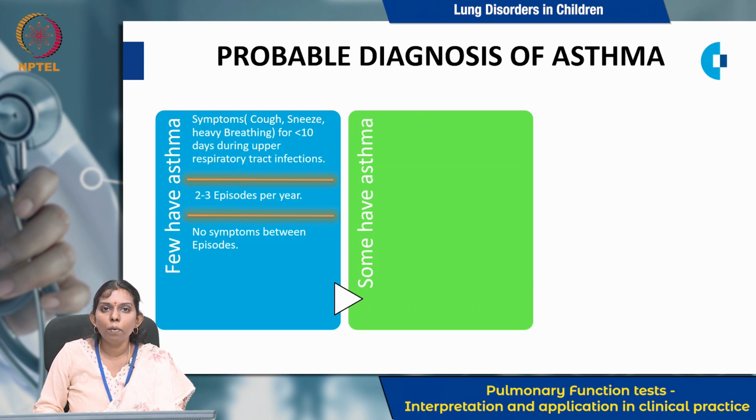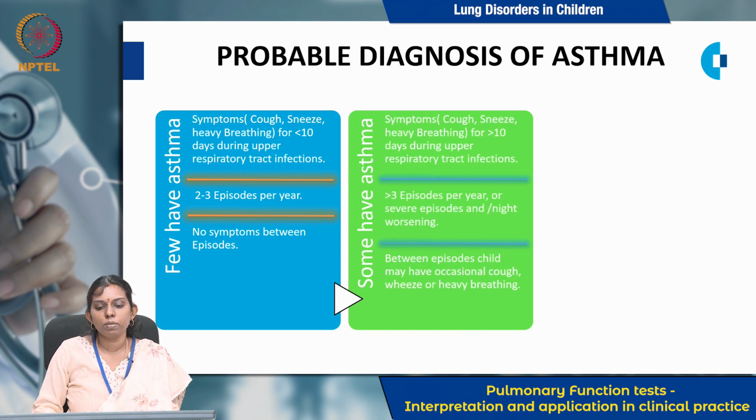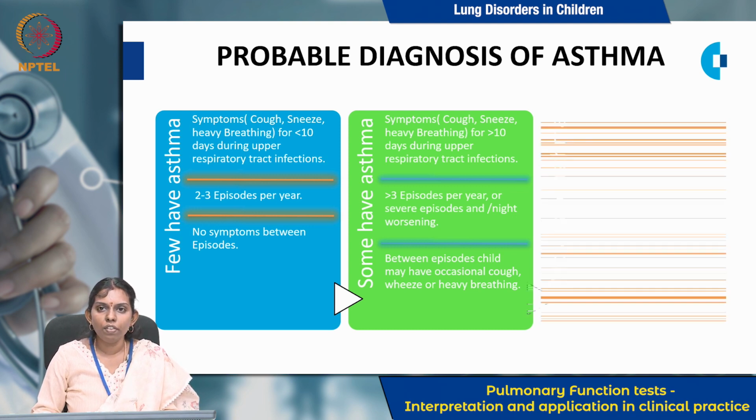Next comes some of them have asthma. So what are all the symptoms here? Symptoms like the same cough, sneezing and heavy breathing for more than 10 days during an upper respiratory tract infection and more than 3 episodes in a year with worsening symptoms in the night. And in between the episodes, the child might have an occasional cough, wheeze or heavy breathing.